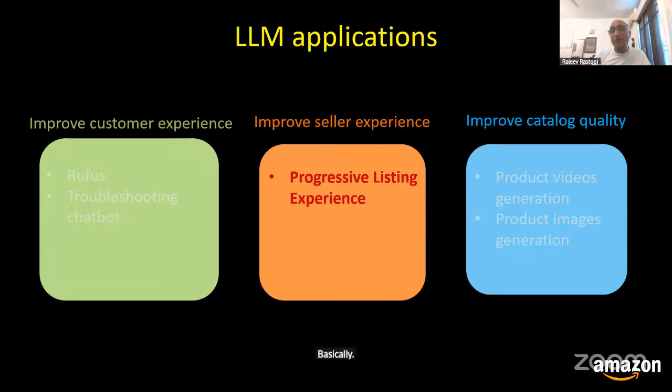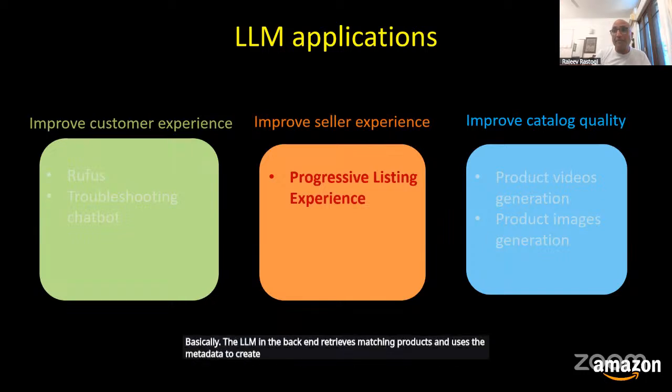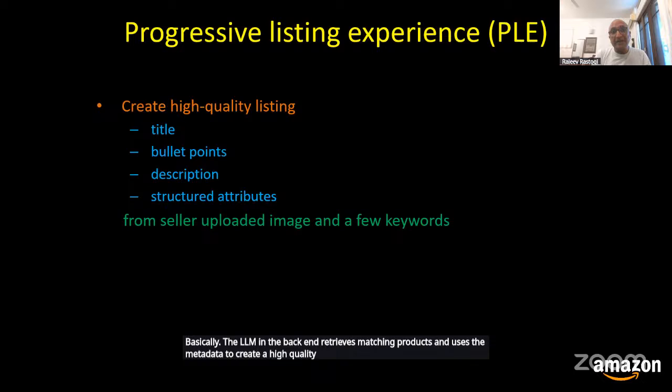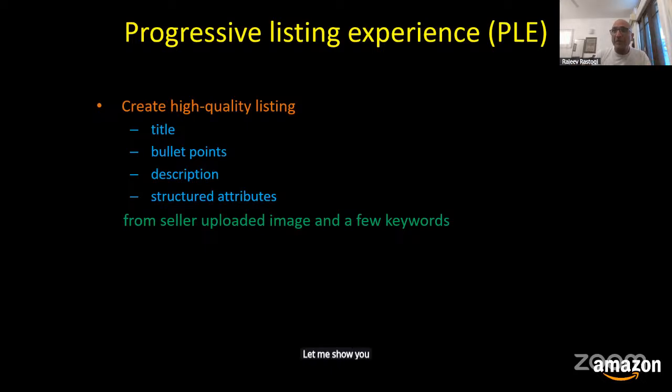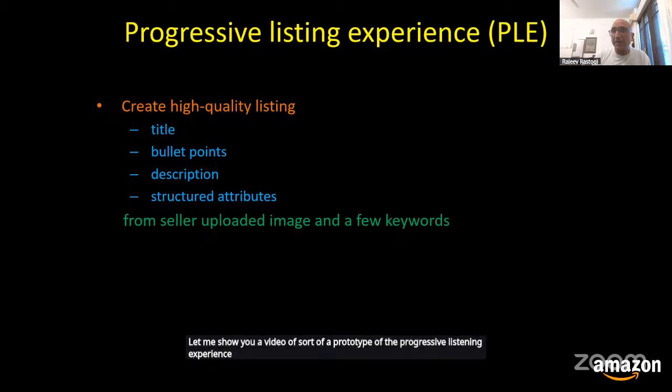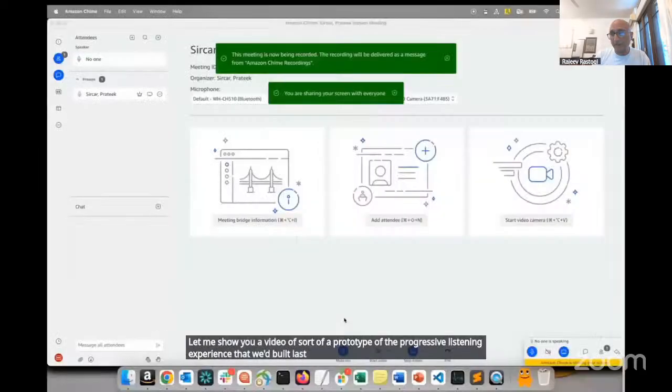basically, the LLM in the back end retrieves matching products and uses the metadata to create a high quality listing with title, bullet points, description, and structured attributes. Let me show you a video of a prototype of the progressive listing experience that we built last year. So here's a demo of what the experience looks like for sellers.